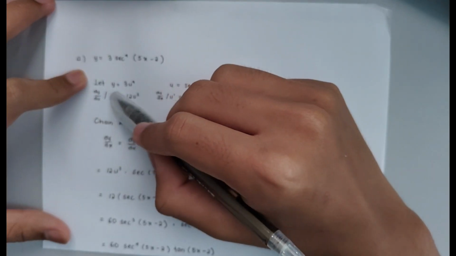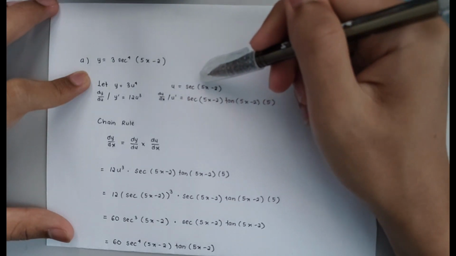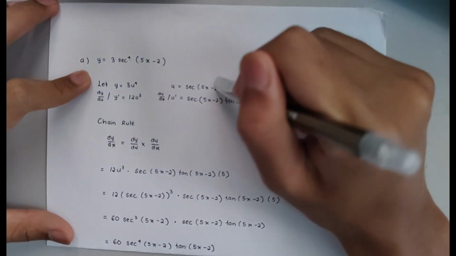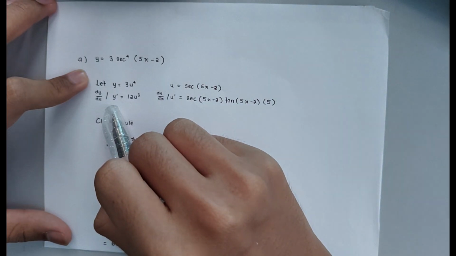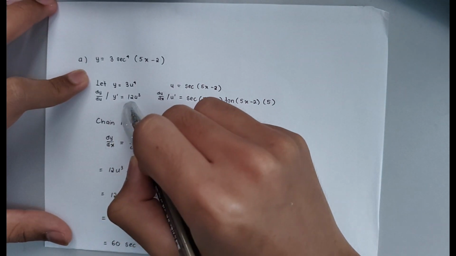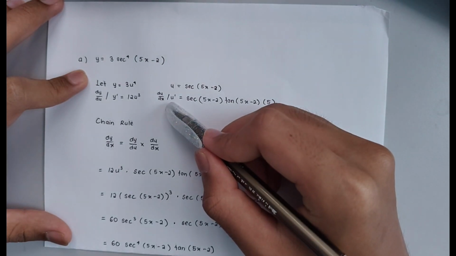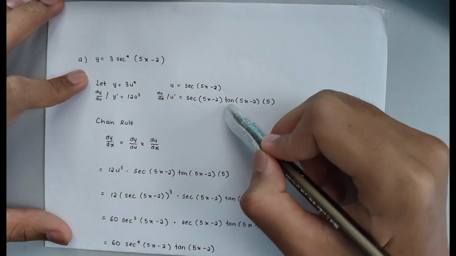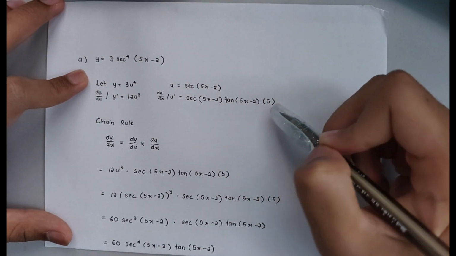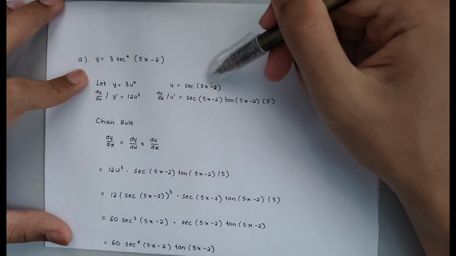So we let y equal 3u to the power of 4 and u equal sec in the bracket 5x minus 2. We differentiate y, we get y prime or dy/du equal to 12u to the power of 3. For u, we differentiate, we get u prime or du/dx equal to sec(5x minus 2) times tan(5x minus 2) times 5. The 5 we get from differentiating inside the bracket.